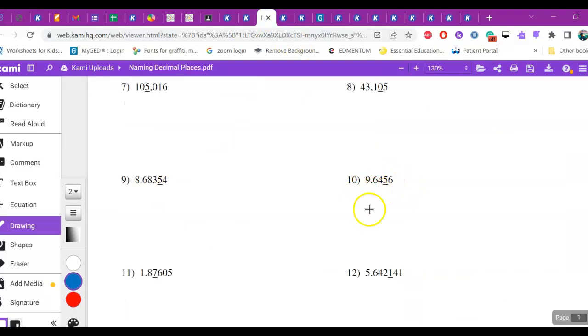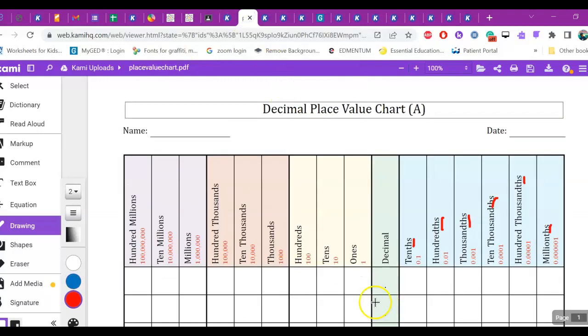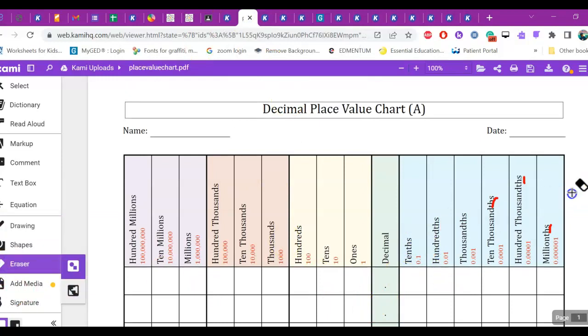Number 10. From memory, tenths, hundredths, thousandths. Number 11. Tenths, hundredths. Number 15. Tenths, hundredths, thousandths, 10,000ths place. So there it is, my friends. We're taking a look at place value and the names of the place values. Again, it's very important to try to have the place value chart memorized.